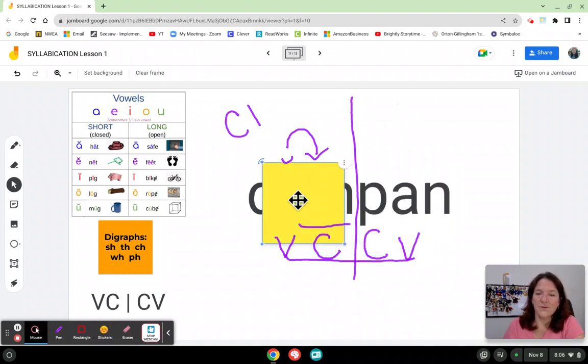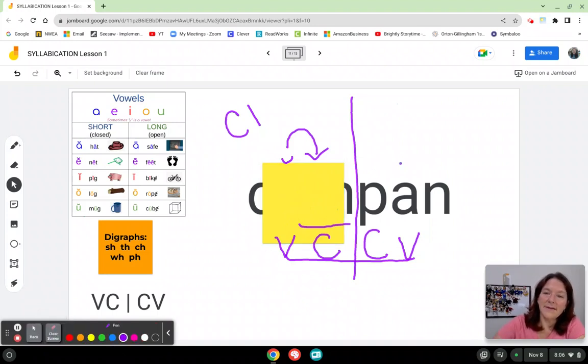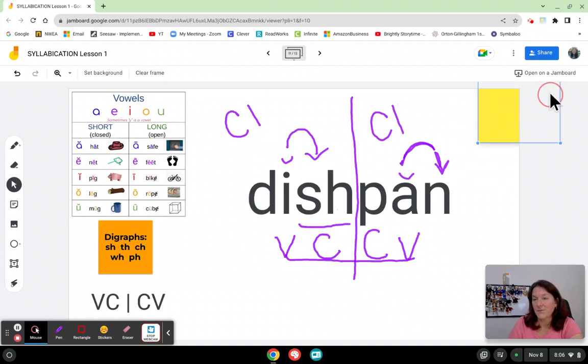Move this over to the other side. I see that there is a consonant after the vowel. Makes it closed. Makes a short A sound for the word pan. Move that aside. I can see it's the word dish pan. Dish pan. All right. We're going to do one more together.